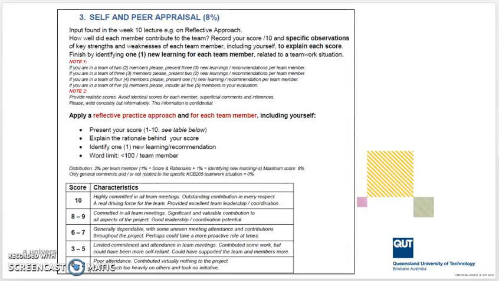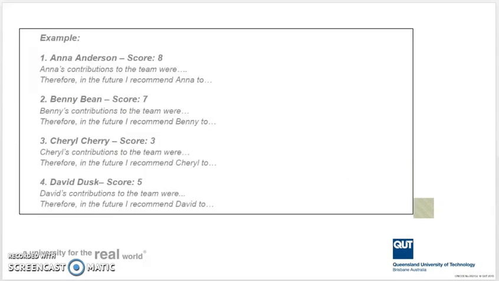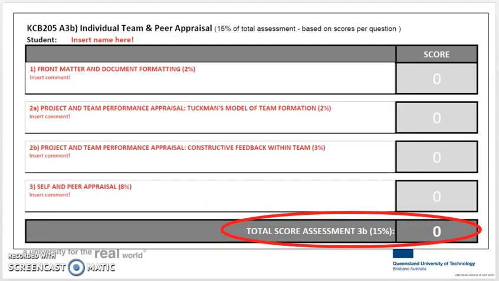And when you're done, it might look like something like this. Previous students' examples will be shared in lecture week 10 and tutorial week 11. So your score for assessment 3B will be presented on the same CRA sheet as your team document, but on a separate second page. And it looks like this.